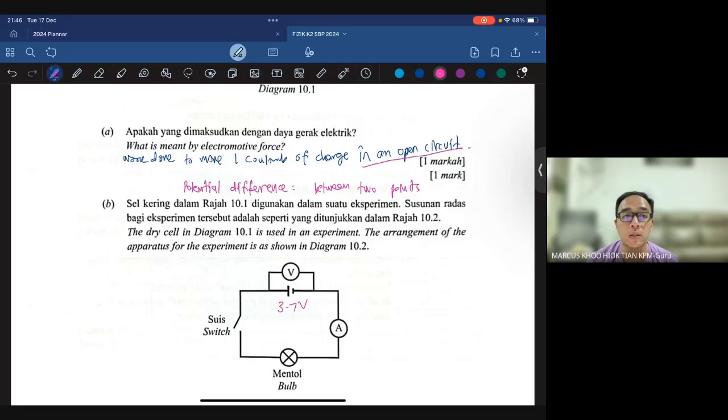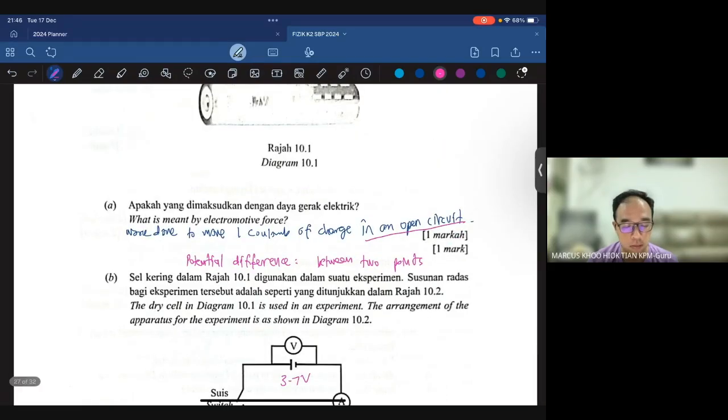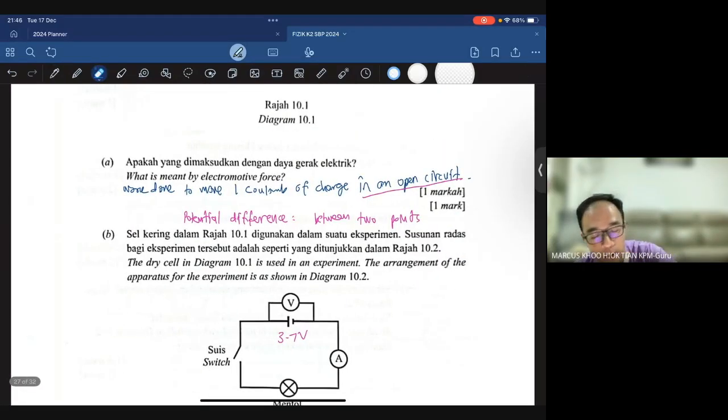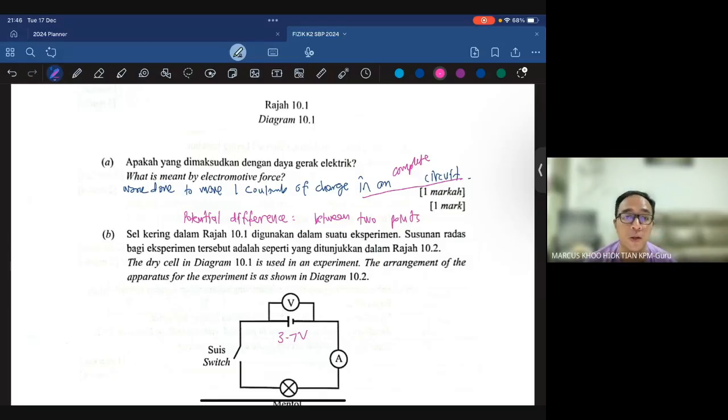Sorry, we're in the complete circuit. Oh, wait. Oh, yeah, sorry. Complete circuit. What did I say? Open circuit. Sorry. Complete circuit. It should be closed circuit, right? Yeah, it should be closed circuit. Why did I say open circuit?